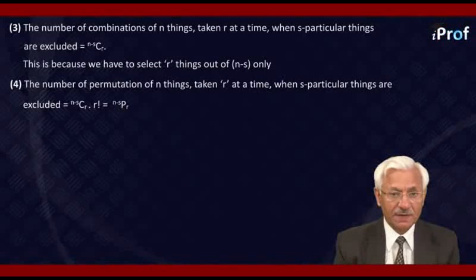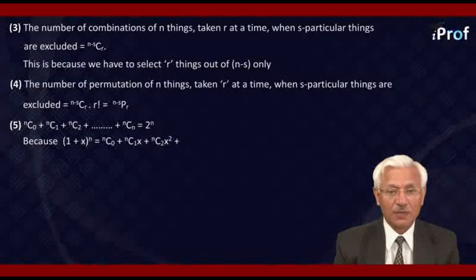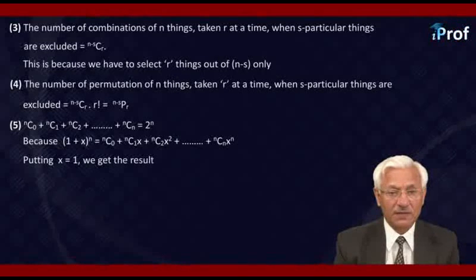The next result is nC0 plus nC1 plus nC2 plus so on up to nCn is equal to 2 raised to power n. Because (1 plus x) raised to power n, we know by the binomial theorem, is equal to nC0 plus nC1 into x plus nC2 into x squared plus so on up to nCn x raised to power n. Put x equal to 1.